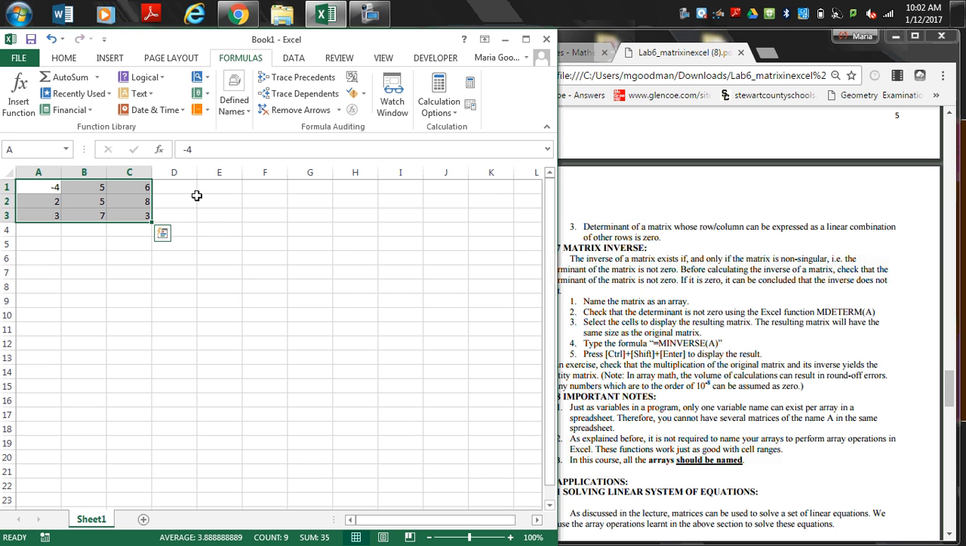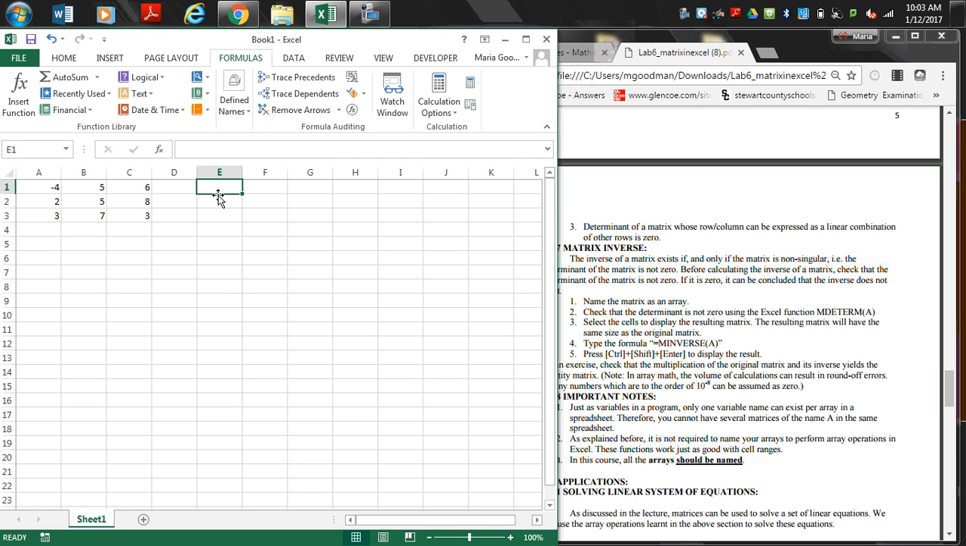Now, I want to find the determinant. First thing I have to find is the determinant. Does this equal 0 before I even start? All right, so who remembers how to do the determinant? Miss Goodman, yes. Yes, ma'am. Thank you.